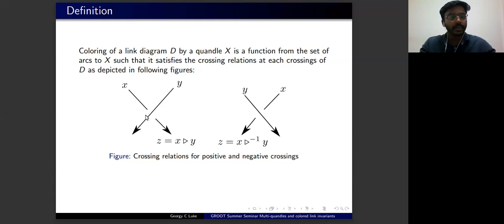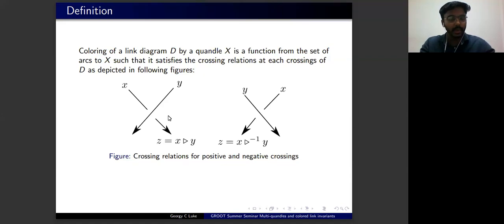By arcs of the diagram D, we mean these lines which start at a crossing and end at another crossing. So this arc starts at this crossing, and in a diagram of a link, it will end at some other crossing. So those are arcs.